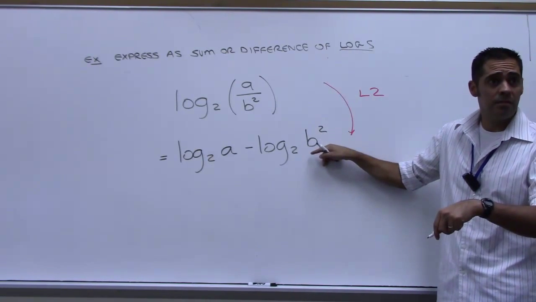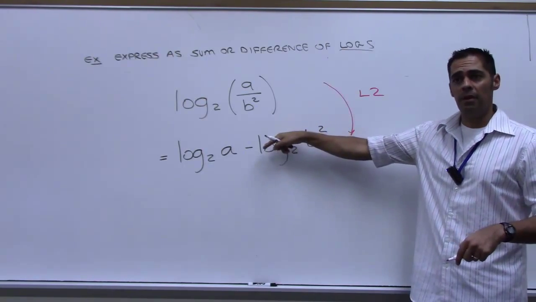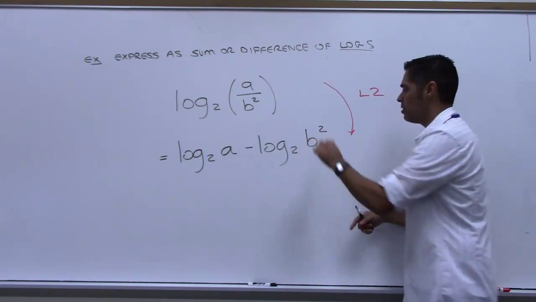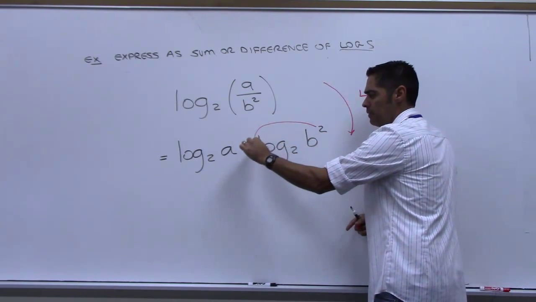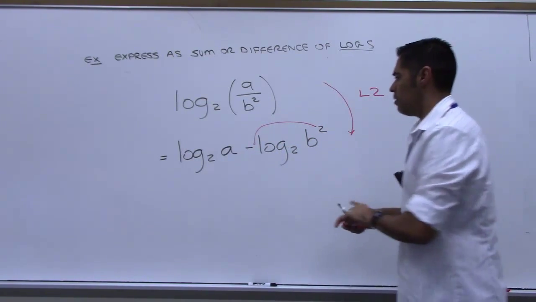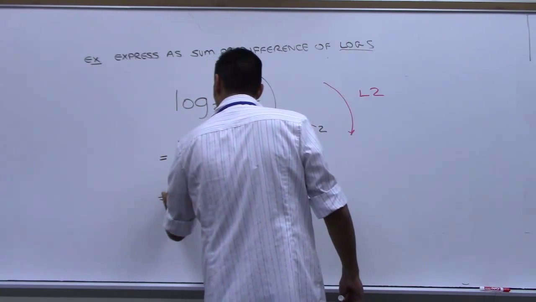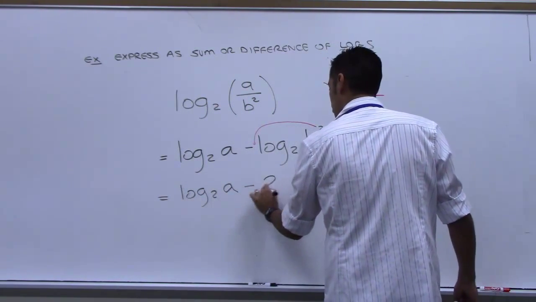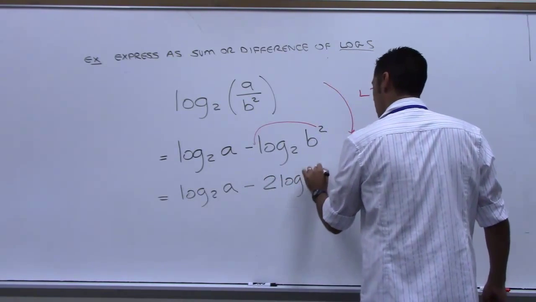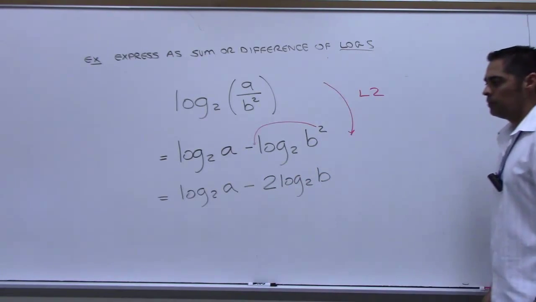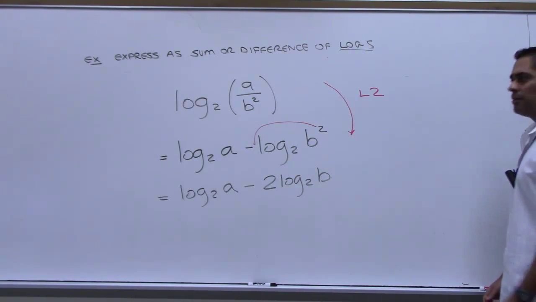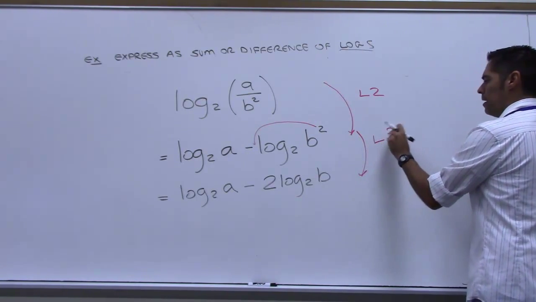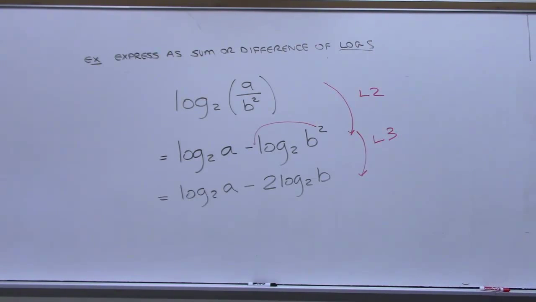This 2 is on the argument, right? The 2 can come out front. Just in front of that logarithm. So this 2 is going to drop out right in front of that negative sign. And so what we get is this. Log base 2 of a minus 2 log base 2 of b. And now that is fully expanded out. So this is L3 right there.